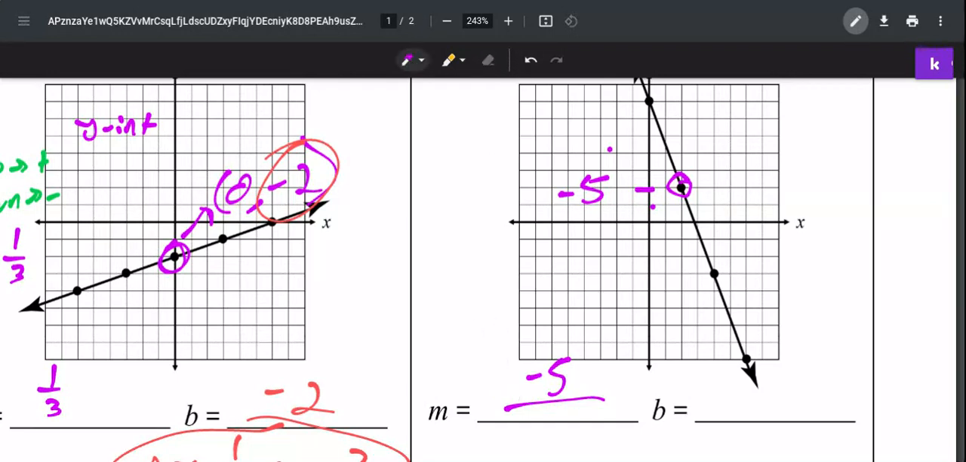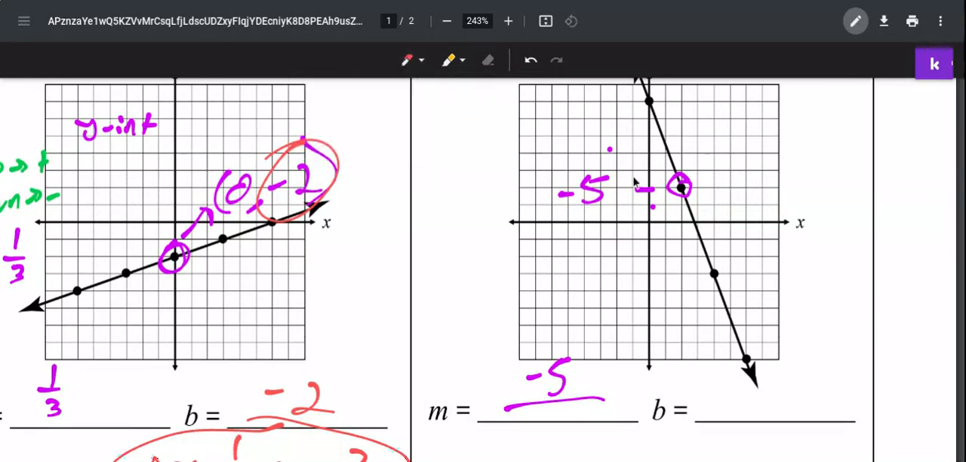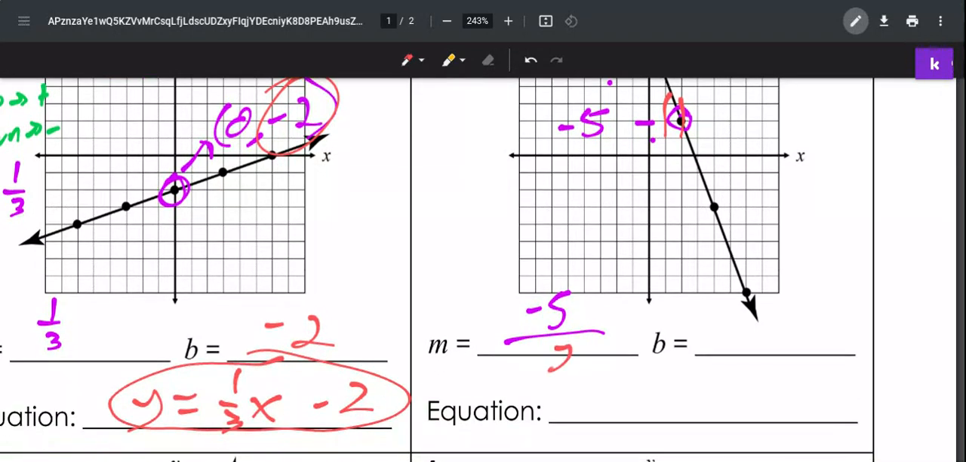Okay, now we need to also judge how far we go to the right. Once again, don't ever worry about going to the left. Just go up or down, then go to the right. It's just way easier. So then 1, 2, we would go over 2. So -5 over 2 is our slope.